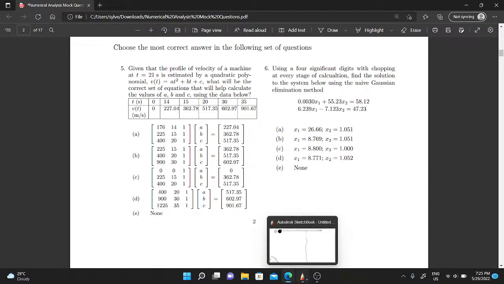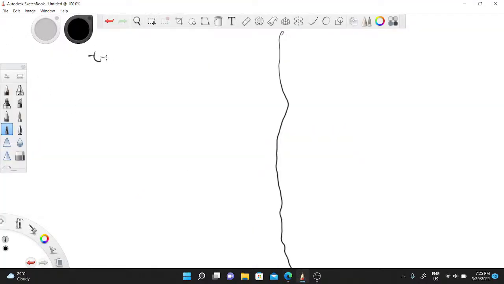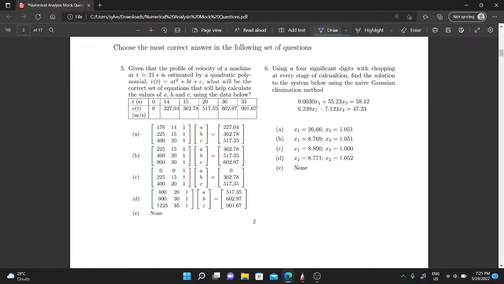You understand? Okay, cool. So you see, you are given t at 21. That's the first one that you need. And your intervals in your system were 0, 14, 15, 20, 30, 35. So what you're looking for is a range that you can interpolate 21 from.